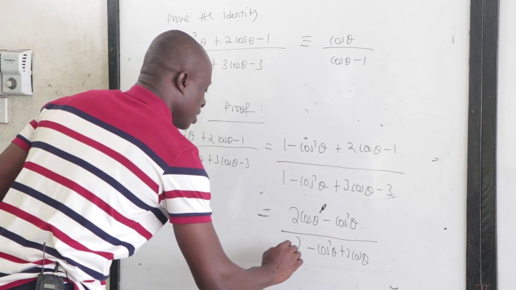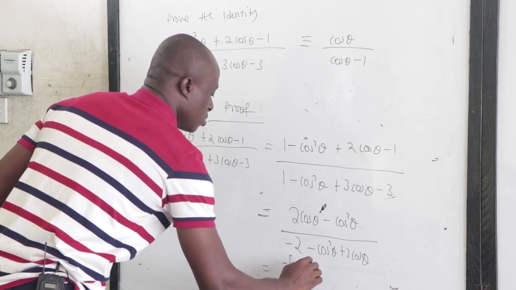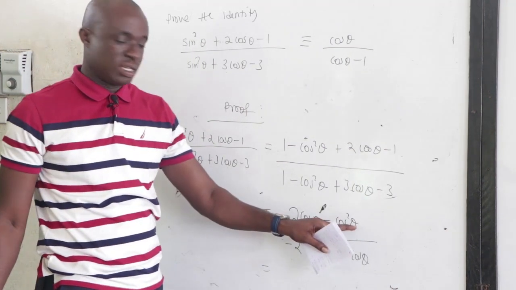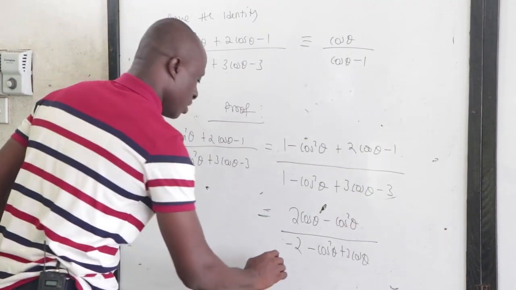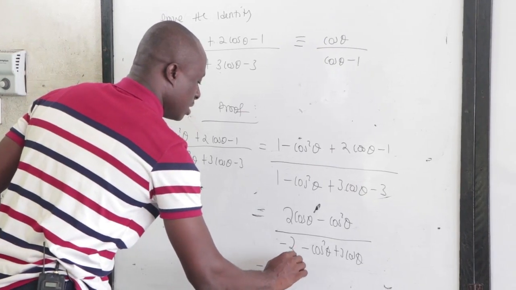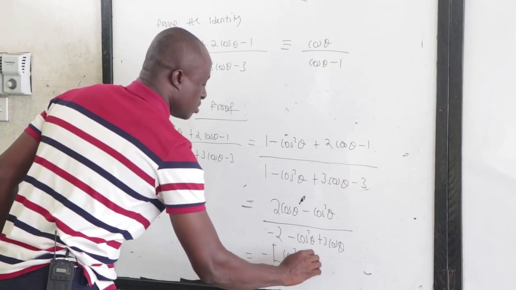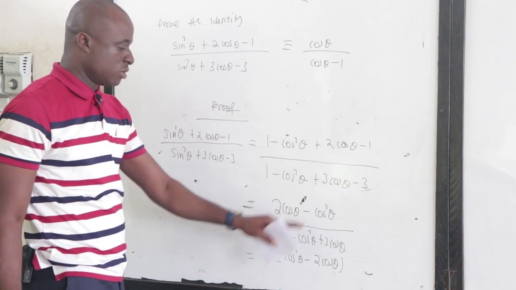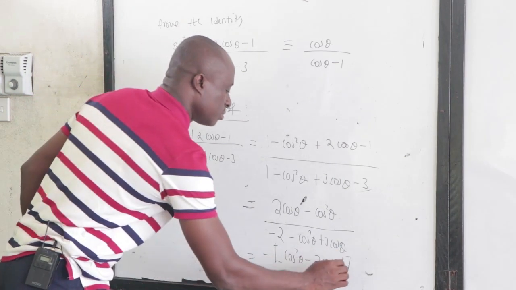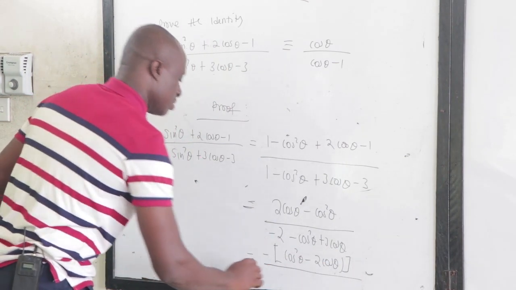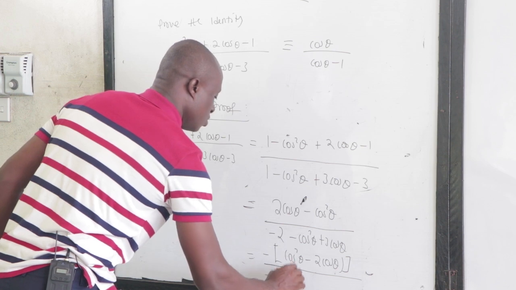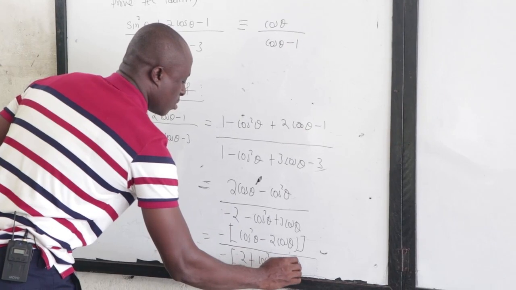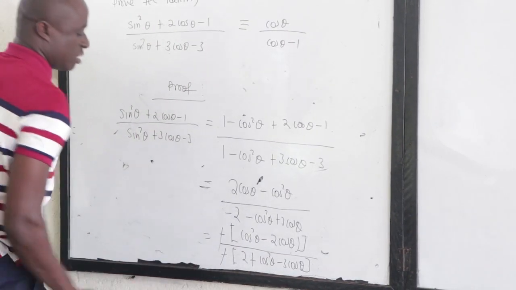In a nutshell, let me write it. 2 cos. I want to factorize negative from the numerator. When I factorize negative from the numerator, I'll get this. Cos square theta minus 2 cos theta. Now let me also factorize negative out from the denominator. So negative out, I'll get 2 plus cos square theta minus 3 cos theta. Now this and that will cancel.